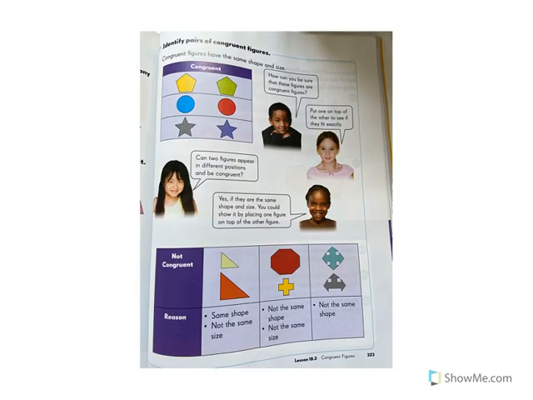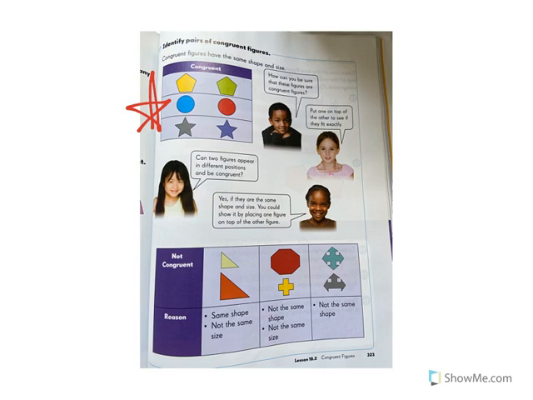Identify pairs of congruent figures. Congruent figures can have the same shape and size. How can you be sure these figures are congruent? Put one on top of the other to see if they fit exactly. So even though these are different colors, they're the same size and shape, so they are congruent figures. Can two figures appear in different positions and be congruent? Yes, if they are the same shape and size. You could show it by placing one figure on top of the other figure.